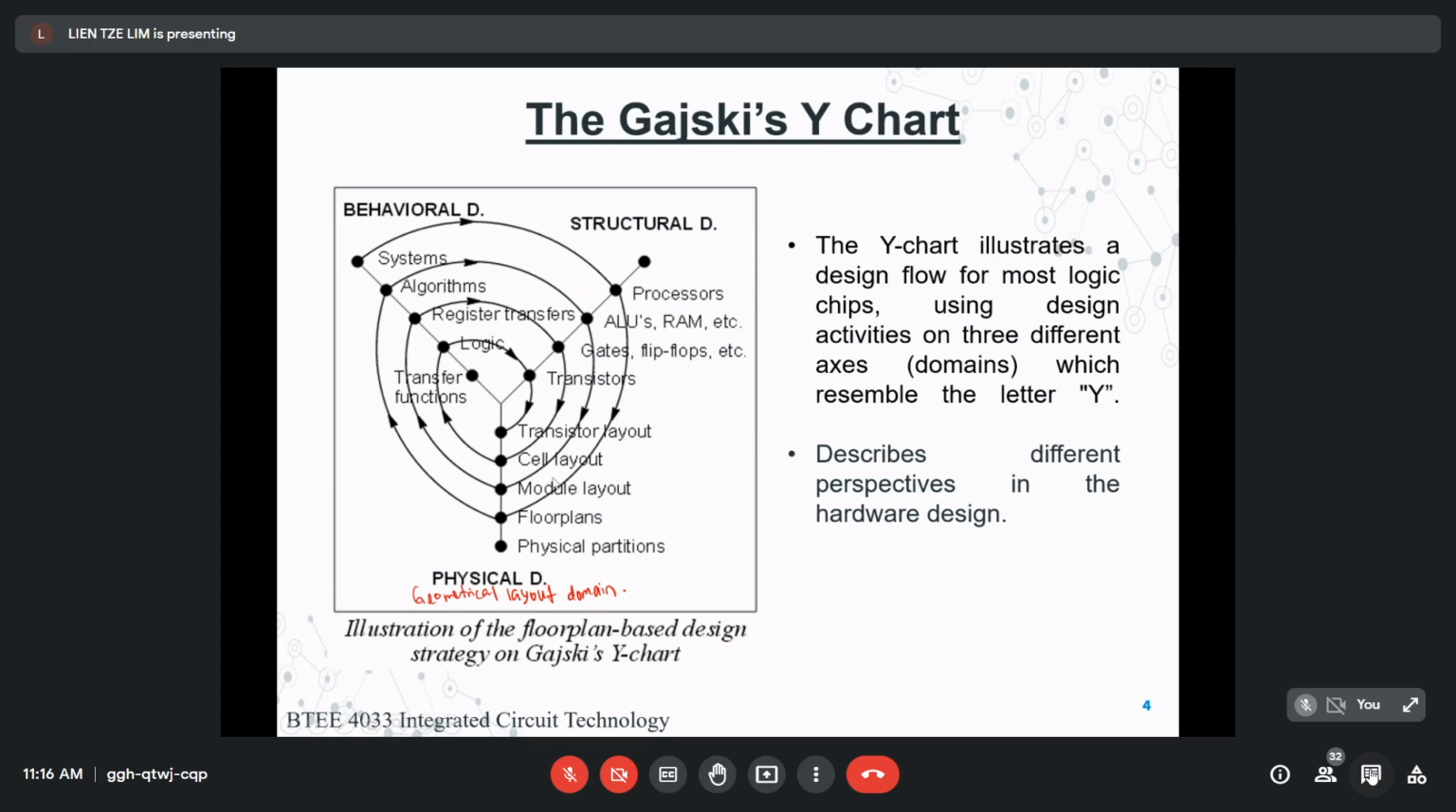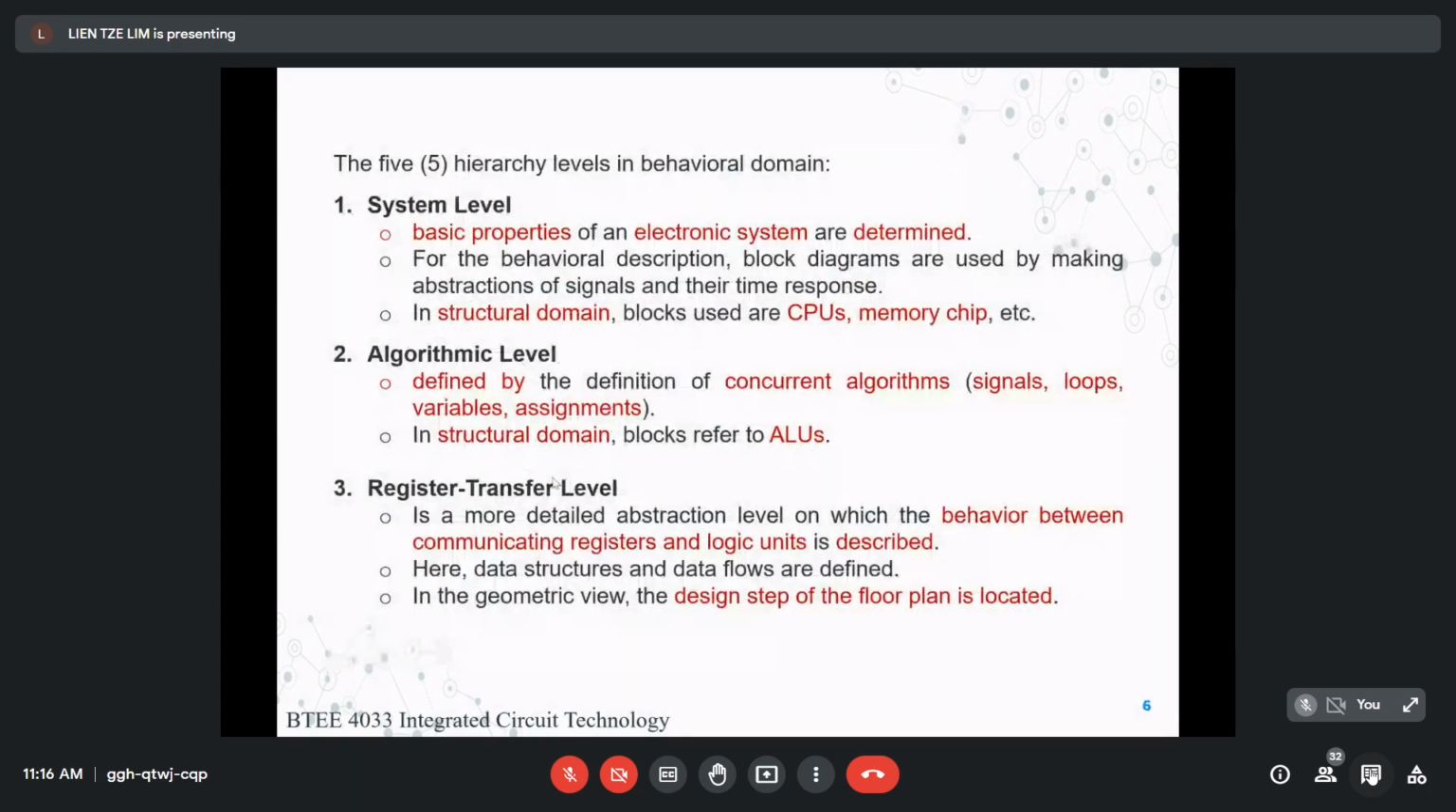So I will further describe the 5 levels in the behavioral domain. These are the 5 hierarchical levels in the behavioral domain. System level is the first level. What does it mean? Here, the basic properties of an electronic system are determined. For the behavioral descriptions, block diagrams are used, making abstractions of signals and their time response. In the structural domain, the blocks used are CPUs, memory, chips, and so on.